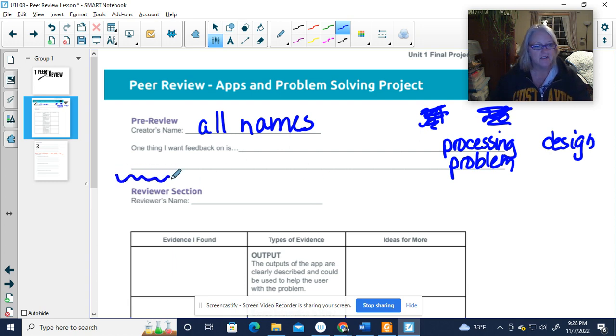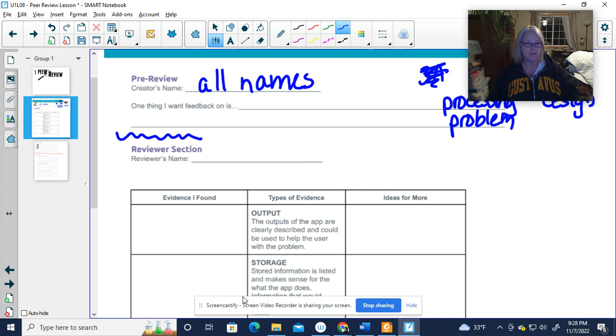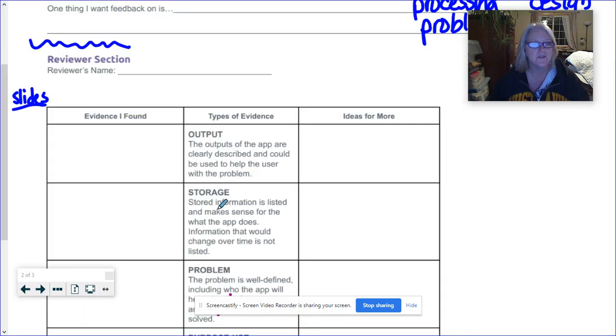After you get that defined, then this next part is going to be what the group that you are going to switch off with, they're going to fill this part out. I do want you to make note of something right over here, though, outside of these boxes. So will you just write slides right about here to the left of this table? Okay, I'll make this a little bigger to make it easier to see.